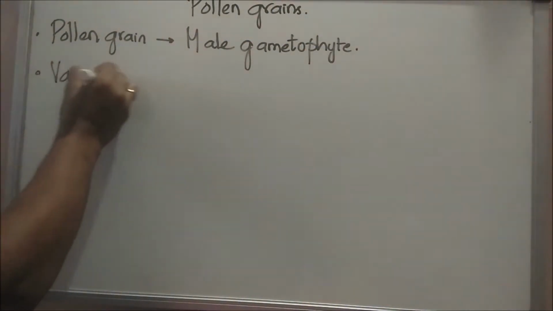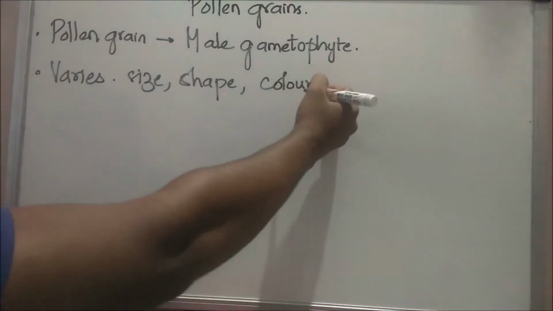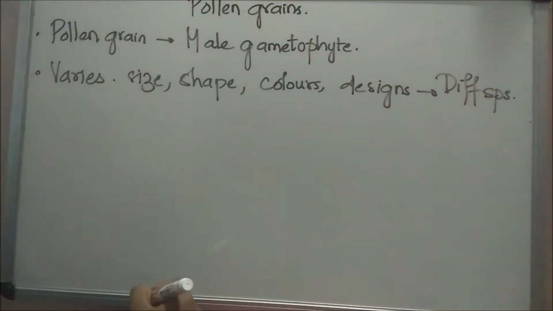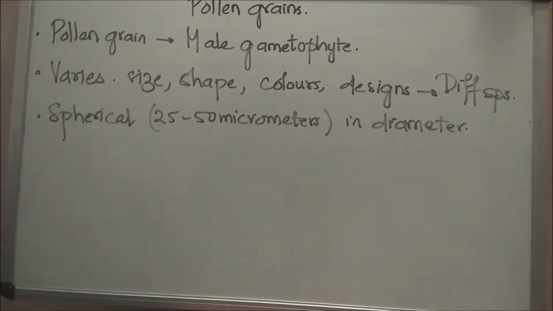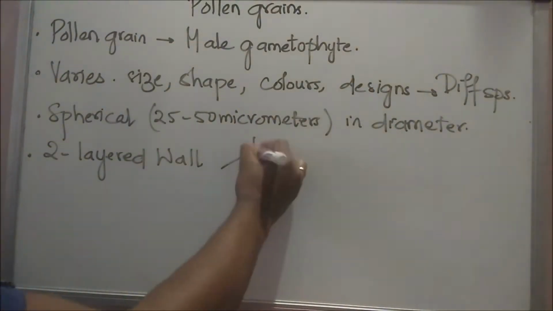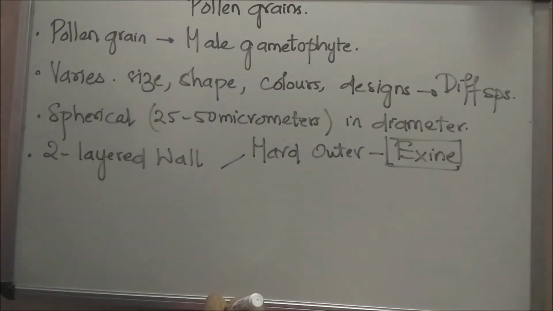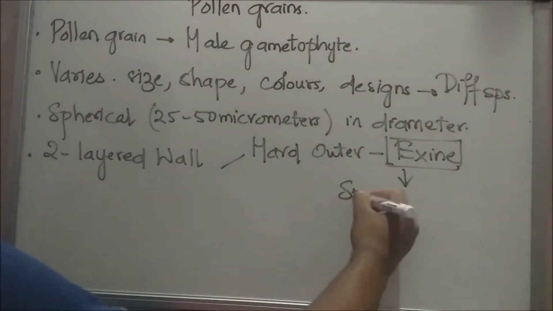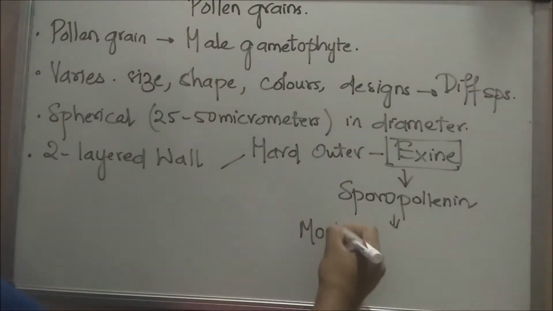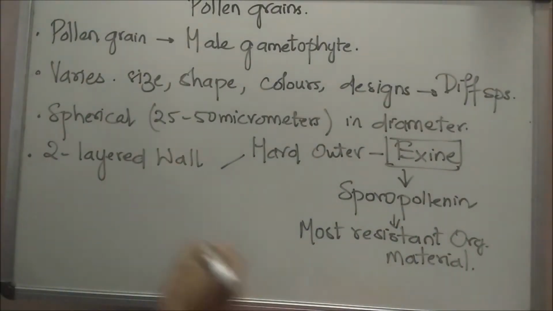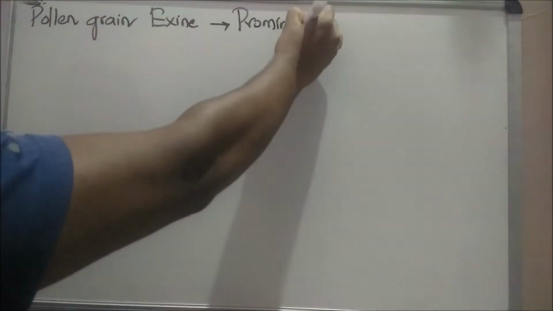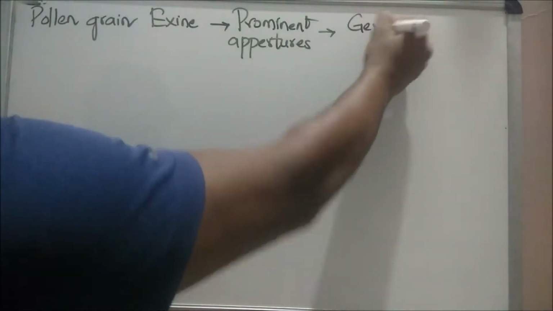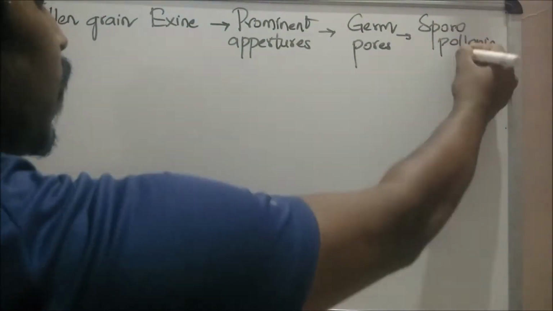Pollen grains vary in sizes, shapes, colors and designs in different species. They are spherical, measuring around 25 to 50 micrometers in diameter. It has a prominent two-layered wall, the hard outer layer called exine, which is made up of sporopollenin, one of the most resistant organic materials known. It can withstand high temperature, strong acids and alkali. Pollen grain exine has prominent apertures called germ pores, where sporopollenin is absent.